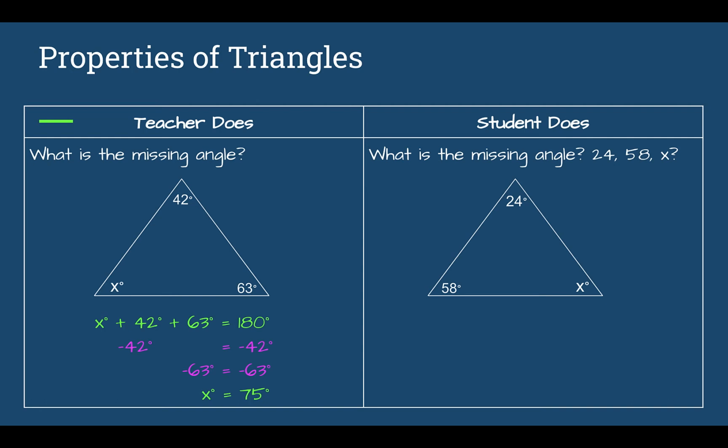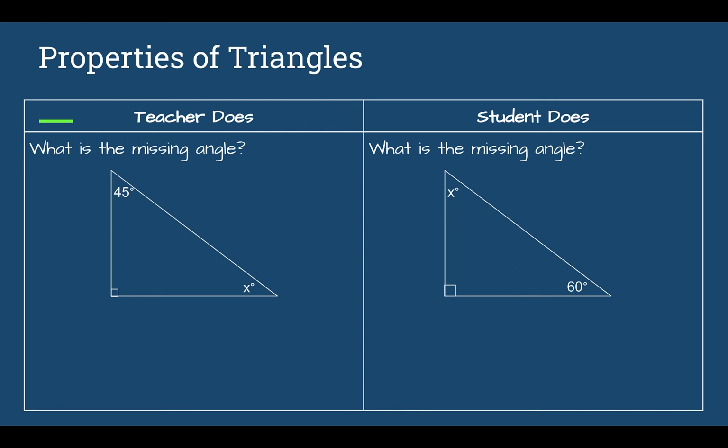Now it's your turn. Pause the video and figure out what is the missing angle if you have 24, 58, and x. Let's check. You should have figured out that x was equal to 98 degrees. If you subtract 58 and subtract 24, you are left with 98.